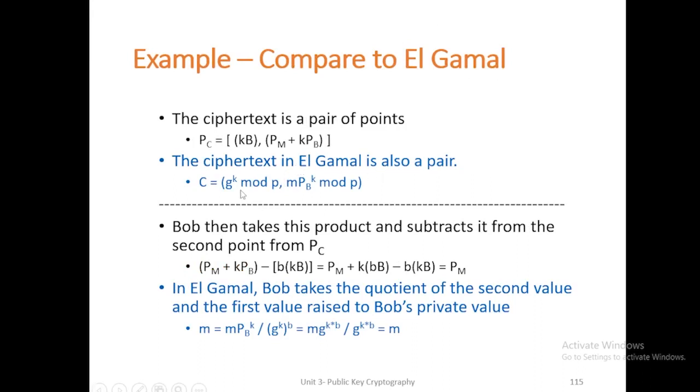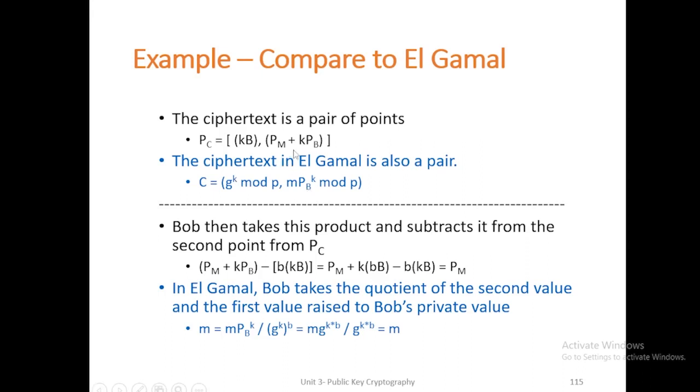In ElGamal, we are only writing it as an exponent formula. So instead of KB, you can also write it as G power K mod P. Here G is the group representation, and K is the random integer that will be selected by user A, Alice.